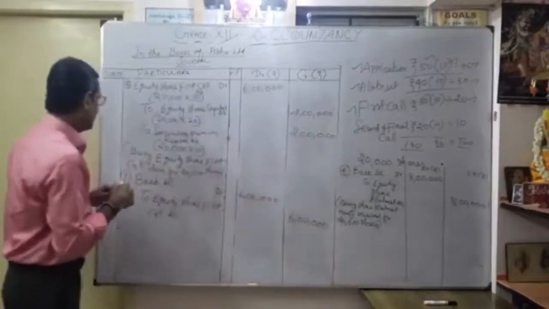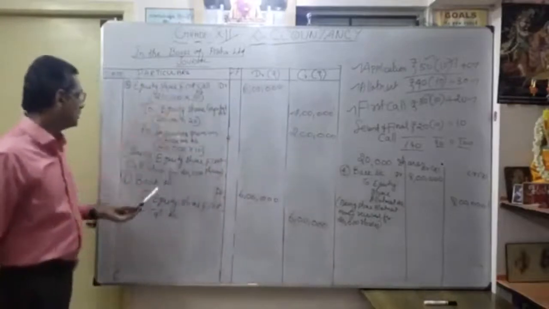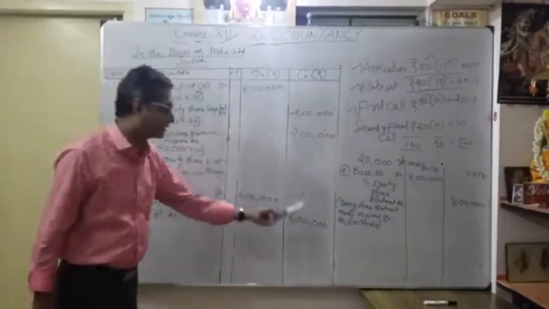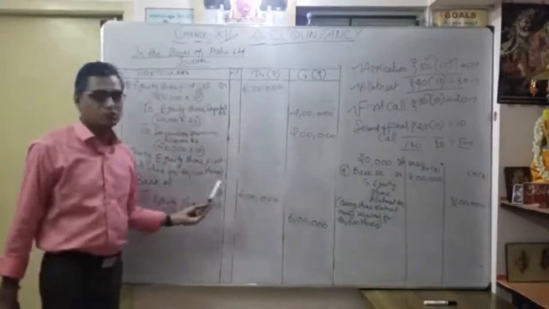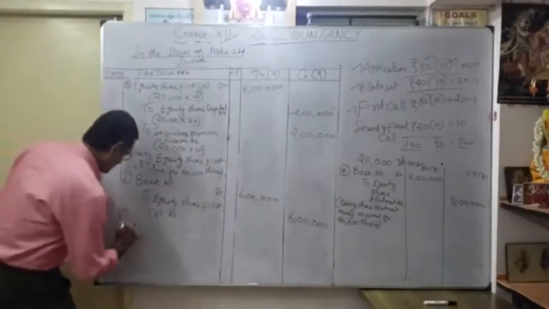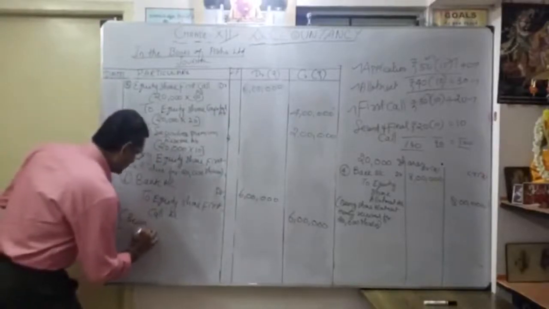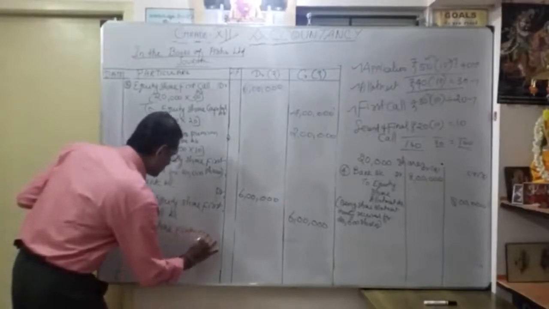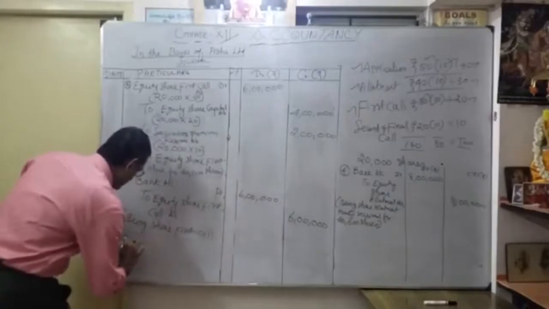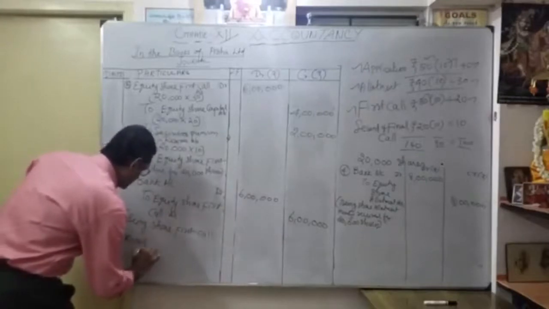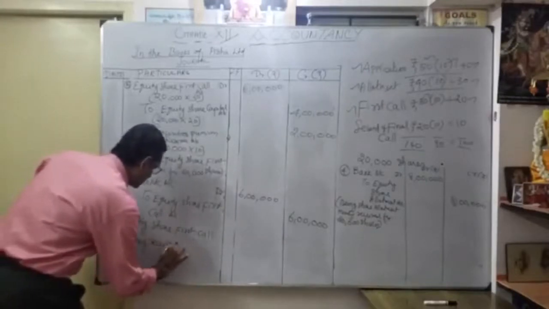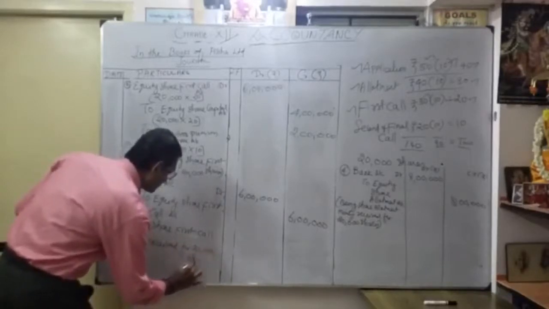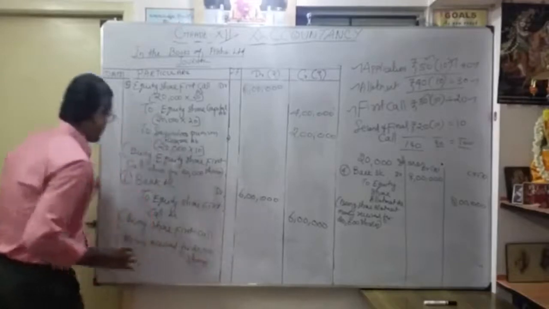See, I debited equity share first call, and here I credited equity share first call 6 lakhs. Then I debit bank account 6 lakhs, since I got the money. Understood? So, narration: being equity share first call money received for 20,000 shares. Understood? That's our sixth entry.